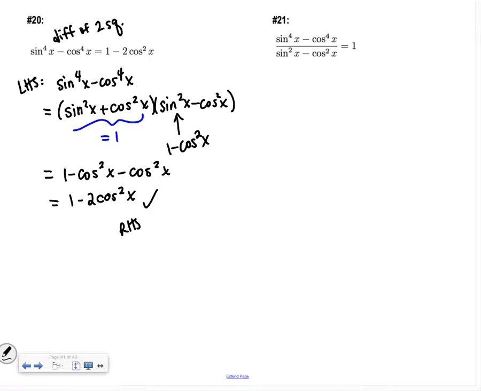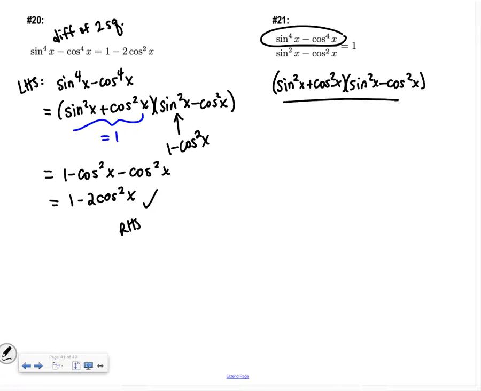And the last problem is actually quite simple because it involves what we just did. We would factor into sine squared x plus cosine squared x, which is 1, times sine squared x minus cosine squared x. And we have it over sine squared x minus cosine squared x. So we notice that the top and the bottom cancel, and all of that was 1. So right away, we get that all of it is equal to 1.